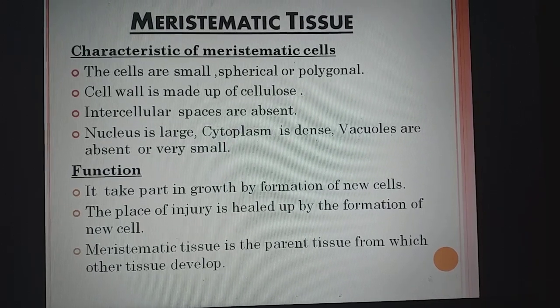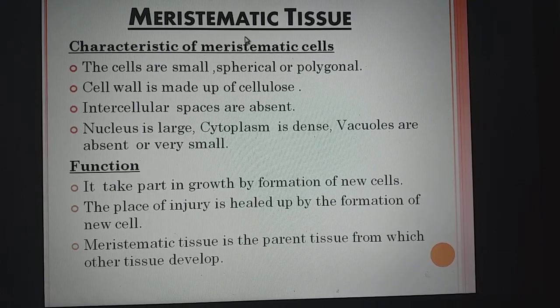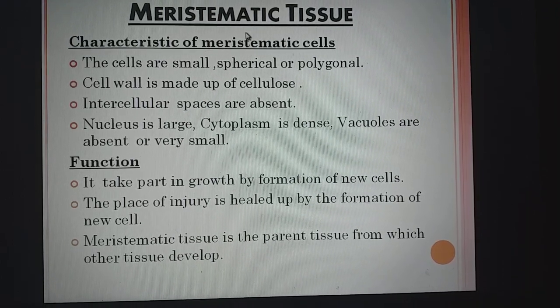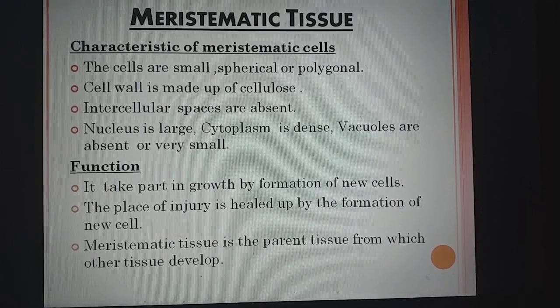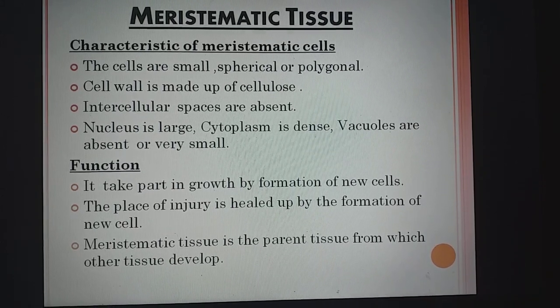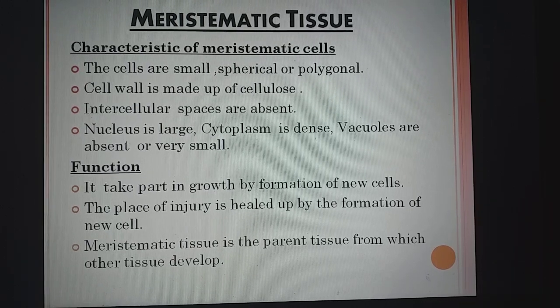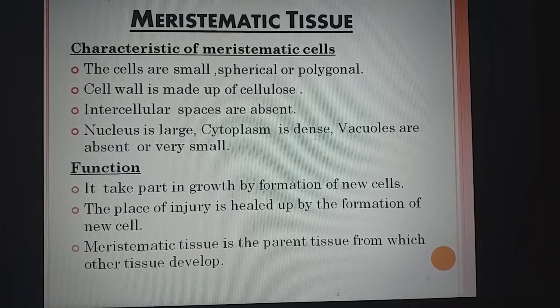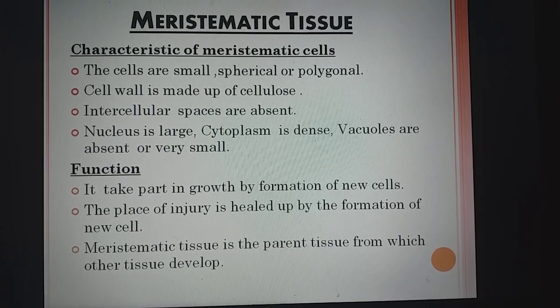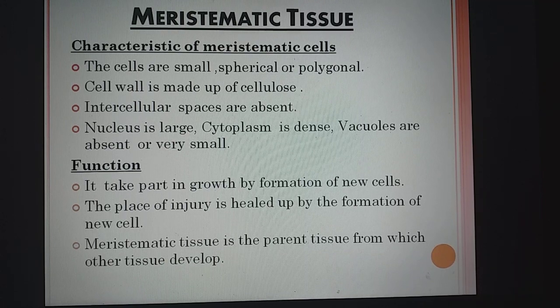In the last video, we studied plant tissue. Plant tissue is of two types: meristematic tissue and permanent tissue. Meristematic tissues are those tissues which have the capacity to divide, whereas those meristematic tissues which have lost the power of division are known as permanent tissue. As meristematic tissue has the capacity to divide, it helps in the growth and development of the plant.